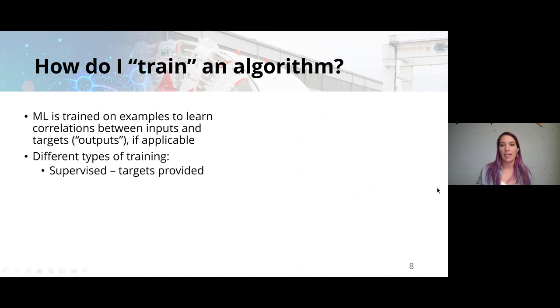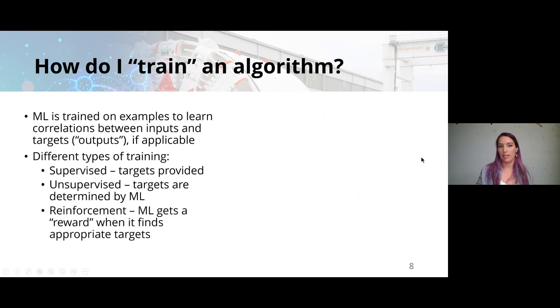So that's called supervised. There's an unsupervised method of training. This is where you don't know what the output is, but you have a bunch of inputs that you know are correlated. So this is similar to that clustering algorithm I was talking about earlier. You train the algorithm with a bunch of unsupervised input data points, and it'll tell you what the output groups should be. And finally, we have a relatively new method of training on the scene, which is called reinforcement training. This is where the ML gets a reward when it finds appropriate targets and also gets punishments when it doesn't find appropriate targets. This is very interesting to me, but I won't talk about it too much because it is relatively new and I don't want to put my foot in my mouth. But I'm going to focus on the supervised method of training an algorithm.